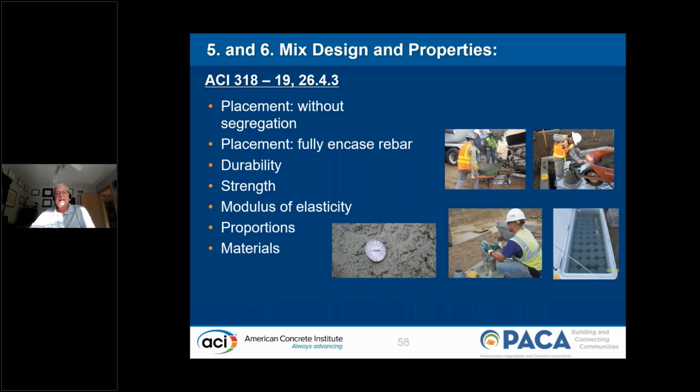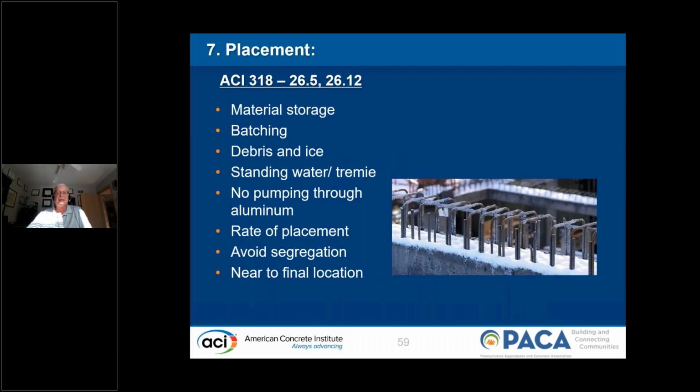So ACI 318 also talks a bit about the mix design and properties, the durability, strength. I'm not going to get into this because Jim already covered that in a great amount of detail. But there's other requirements for placement, material storage. Everything has to be protected from debris and ice or other things that can have a deleterious effect on the performance of the concrete. You do not pour concrete into standing water unless you use a tremie, which is basically a tube that takes the concrete to the bottom of the element where you're pouring it so that you're getting the concrete below the water.